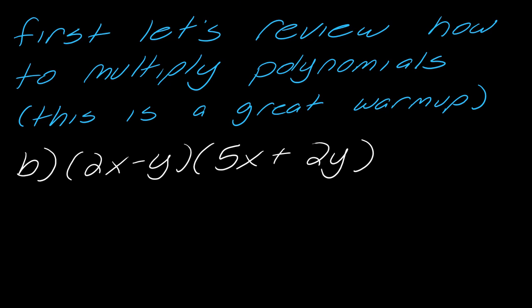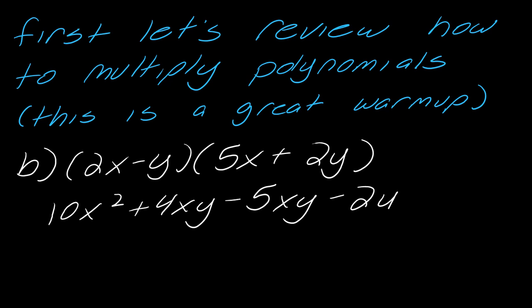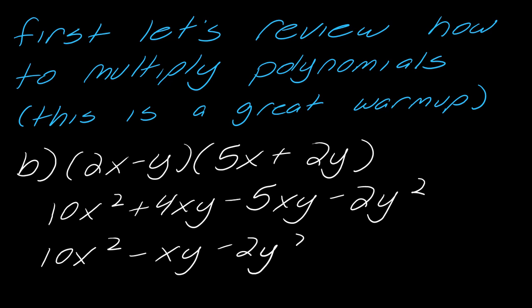Now, I want to do just one more example just to finish getting us warmed up here. Again, maybe you want to pause the video to make sure you're good on this, and this will get us in the right frame of mind. Taking the first two terms together, this becomes 10x squared, and then I've got 4xy minus 5xy minus 2y squared. And once again in this case I have these like terms here, so this becomes 10x squared minus xy minus 2y squared.